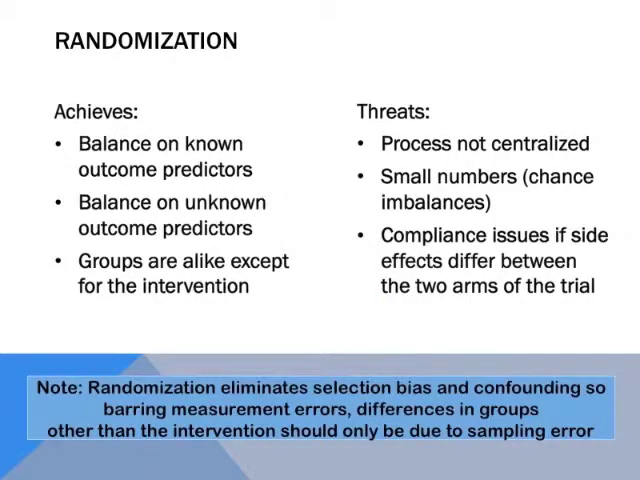So what is the purpose of randomization? Randomization achieves balance on known outcome predictors and also balance on unknown outcome predictors, and thus ensures groups are alike except for the intervention. Threats to the success of randomization are if the process is not centralized, if there's small numbers leading to chance imbalances, or non-compliance, such as side effects differ between the two arms of the trial. A strength of randomization is that it eliminates selection bias and confounding, so barring measurement errors, differences in groups other than the intervention should only be due to sampling error.